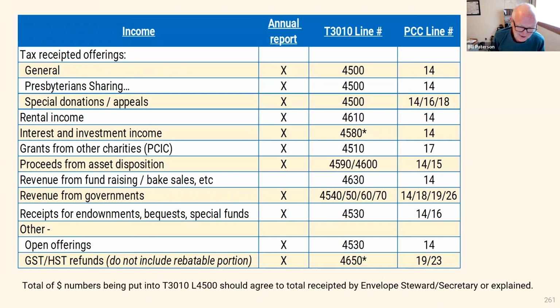Okay, this is the income part, and the last column on this slide shows you the line number on the statistical return that the item goes to. And you can see there's not too many lines. 14 is mentioned a lot, which reflects what Karen was saying. Where you get more than one box or more than one line mentioned, we'll pick the first one there that's got that special donations and appeals. And it's got line 14, 16, and 18.